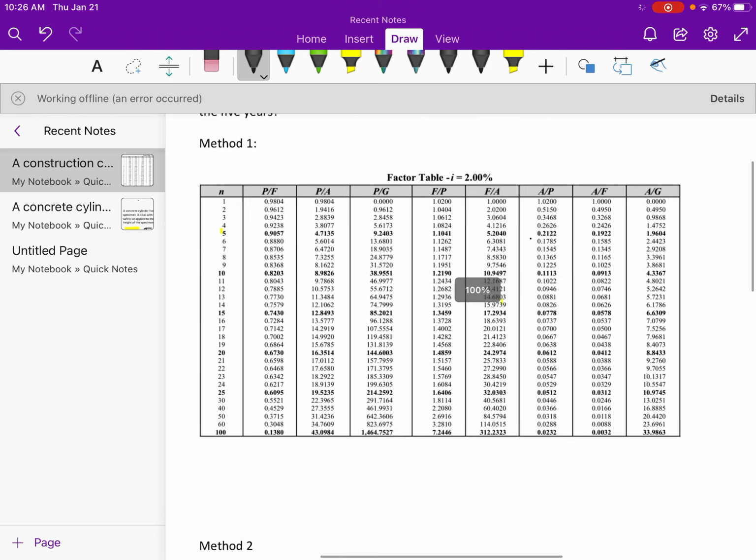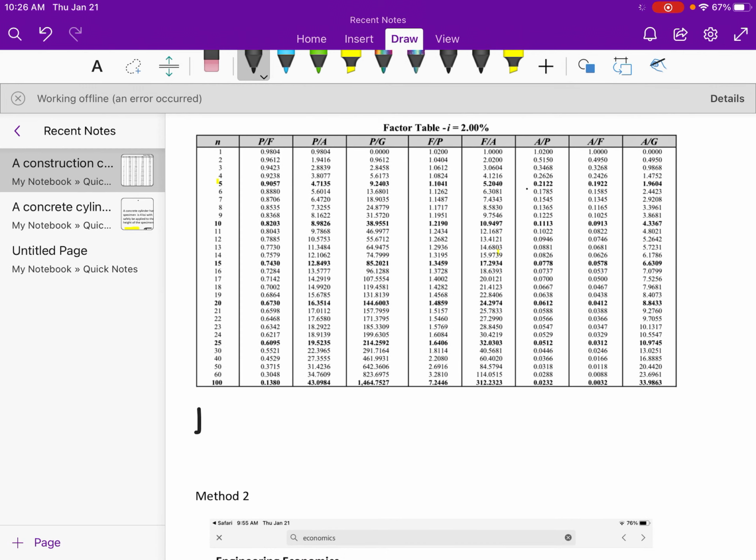So, what do we know? We know that the interest rate is 2%. That's an I, not a J. We know that the number of years is 5. We know that the present value is $10,000. And we're looking for the future value given the present value.